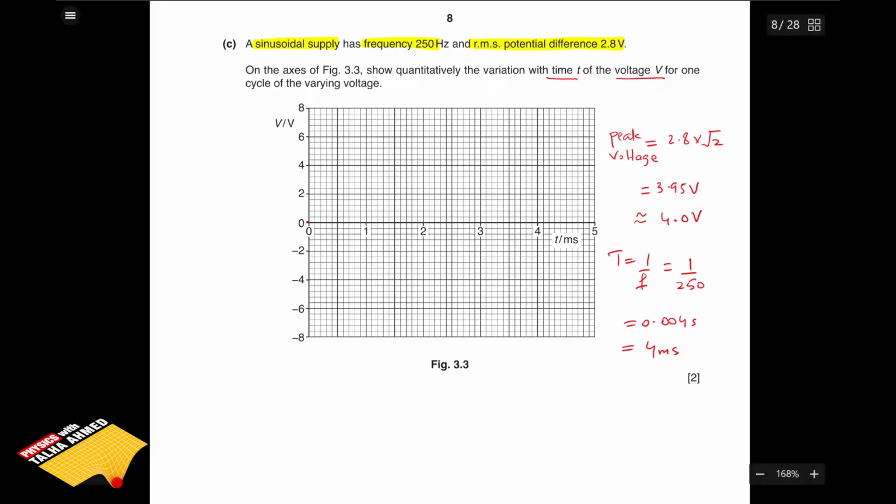So I'll draw the peaks at 1 comma 4, and then at 2 it will pass through 0, and at 3 it will be a peak at minus 4 or a trough, and then at 4 it will complete the cycle, and then at 5 there will be another peak. So I'll draw this sinusoidal graph, and that is it. That's a very simple question.